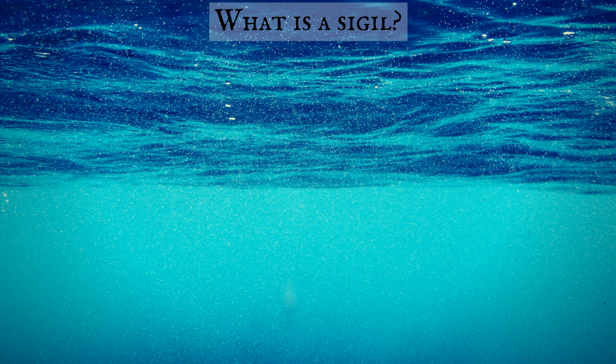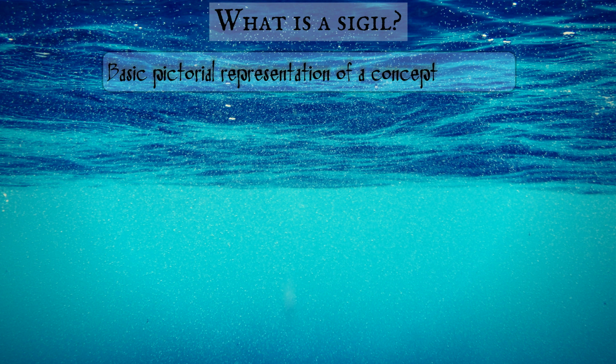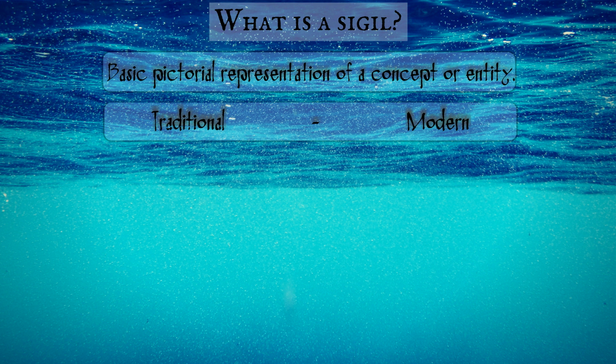So what is a sigil? A sigil can be defined as a basic pictorial representation of a more complex concept or entity. Now, sigils can be divided into two main categories, as it is explained in the Llewellyn Complete Book of Psychic Empowerment. Now, these are traditional and modern sigils.